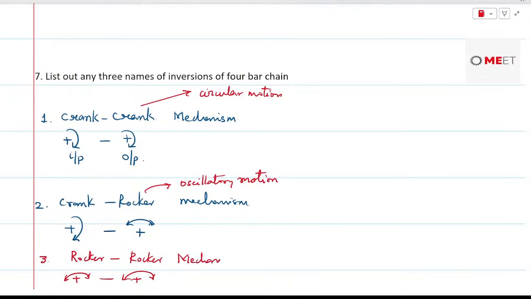So the inversion number 3 is rocker mechanism. But here sometimes the other books also point out that the inversion 4 as rocker crank mechanism, but this is still similar to the inversion number 2. So in general, there will be 3 inversions only, as the fourth inversion is not bringing any distinctness in the working.